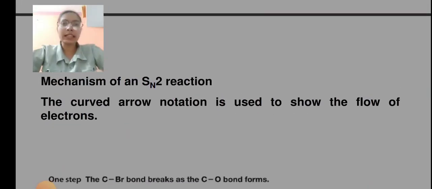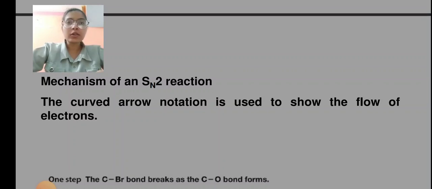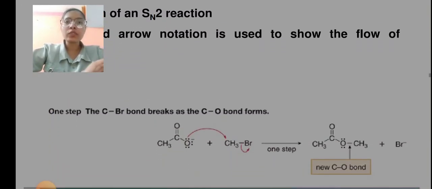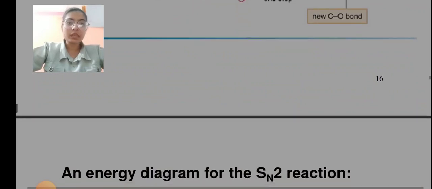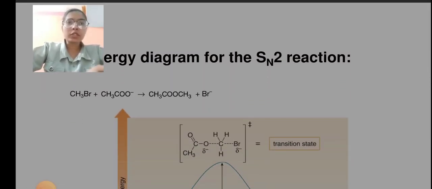Mechanism of an SN2 reaction. The curved arrow notations are used to show the flow of electrons. In one step, the C-Br bond breaks as the C-O bond forms. In this example, the acetate ion is reacted with bromomethane, the first step. So here, a new C-O bond is formed, as we can see in CH3C double bond O, OCH3 plus Br negative.